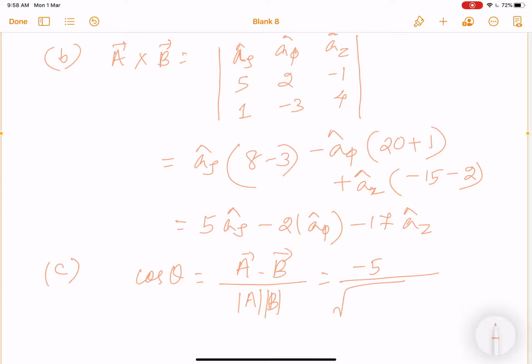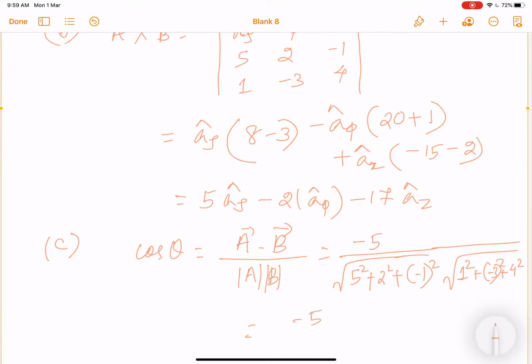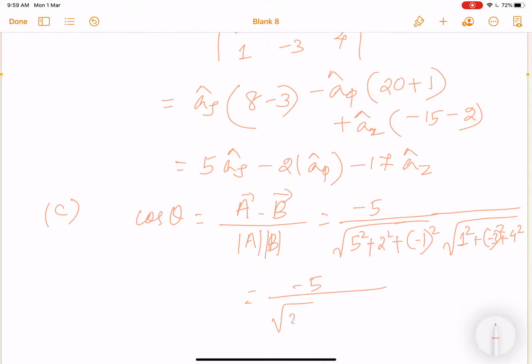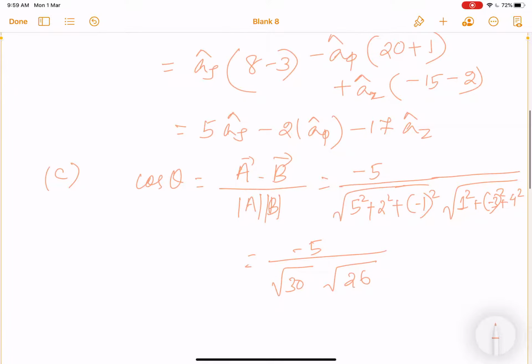And what is the magnitude of A? It will be root of 5 squared plus 2 squared plus minus 1 squared. And what is the magnitude of B? It's 1 squared, minus 3 squared, and 4 squared. So put it in, then how much are you getting? This is 25 plus 4 plus 1, 30, so root 30, and this one is root 26. Use your calculators. How much angle are you getting? Well, this is 100.31 degrees, because the angle is in the second quadrant, it's negative.